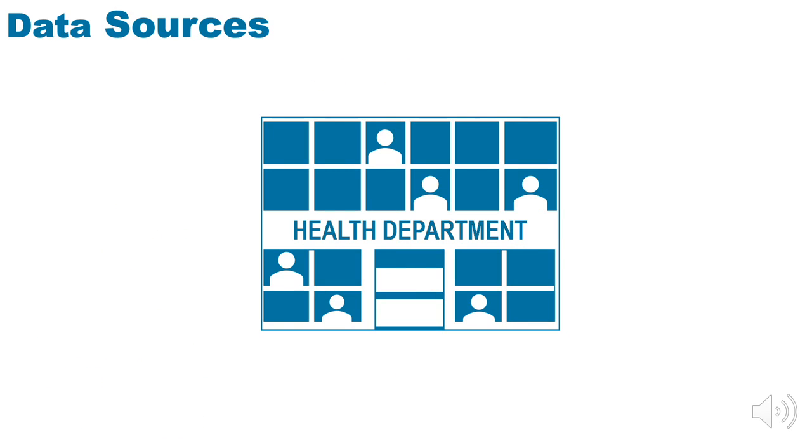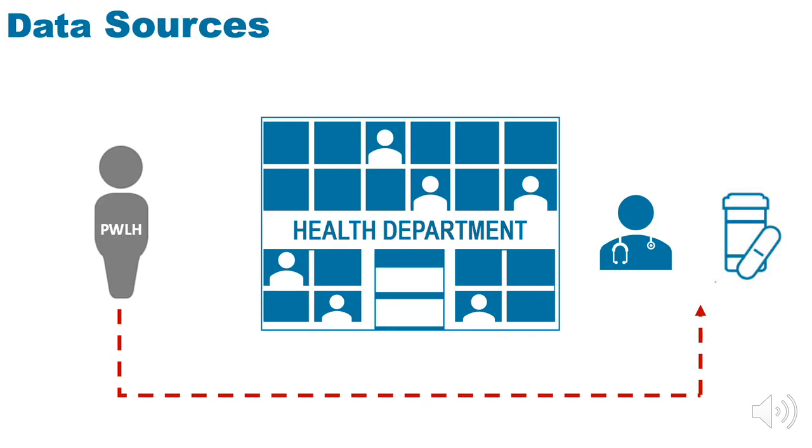Our surveillance staff combine and deduplicate all of this data so that we can understand who is living with HIV, who has unmet need, and who is able to access HIV care and treatment. This information is the foundation of the Texas HIV Treatment Cascade, which we'll be exploring in another video. The HIV Treatment Cascade is a way to visualize the steps a person has to take, starting with diagnosis, in order to achieve viral suppression, the goal of HIV treatment.